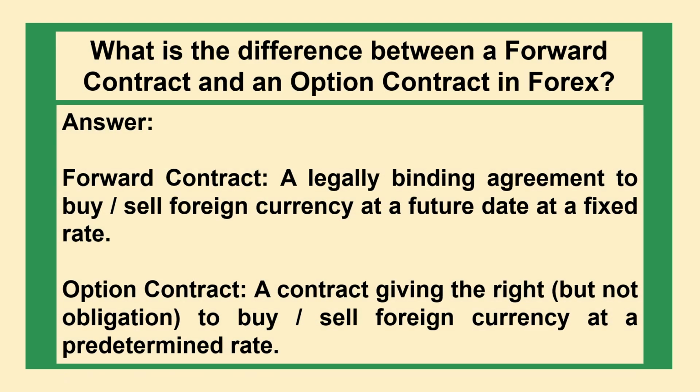What is the difference between a forward contract and an option contract in forex? Answer. Forward contract, a legally binding agreement to buy or sell foreign currency at a future date at a fixed rate. Option contract, a contract giving the right but not the obligation to buy or sell foreign currency at a predetermined rate.